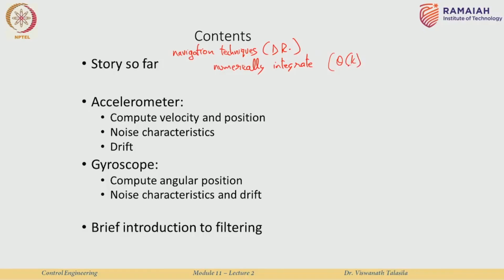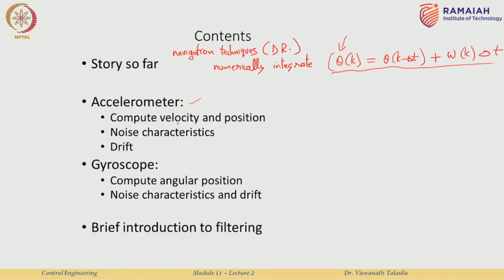Just to refresh your memory, to compute the angular position, the angle at sample k is the previously computed angle at the previous time sample plus the current measurement of the angular rate at the kth sample times delta t. This was the numerical integration equation we used to compute angles, and we did a similar thing for positions as well.